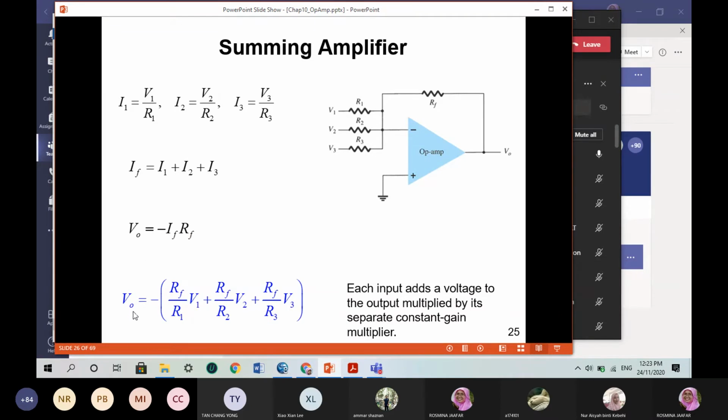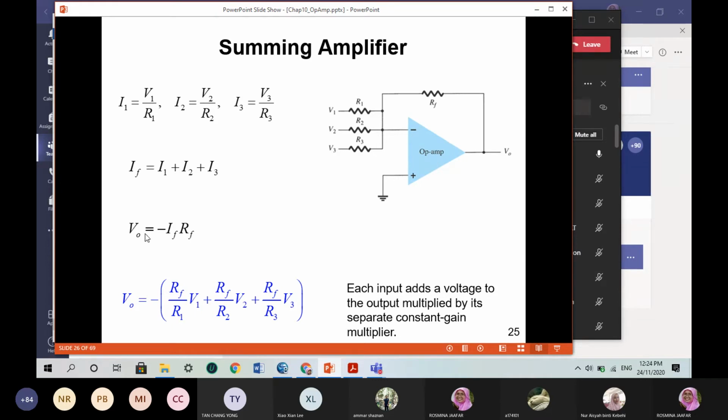And the overall output VO will be V1 amplified, V2 amplified, V3 amplified. So that's why it's called a summer circuit, where a summing amplifier actually sums up the individual voltage applied at the inverting input terminal.